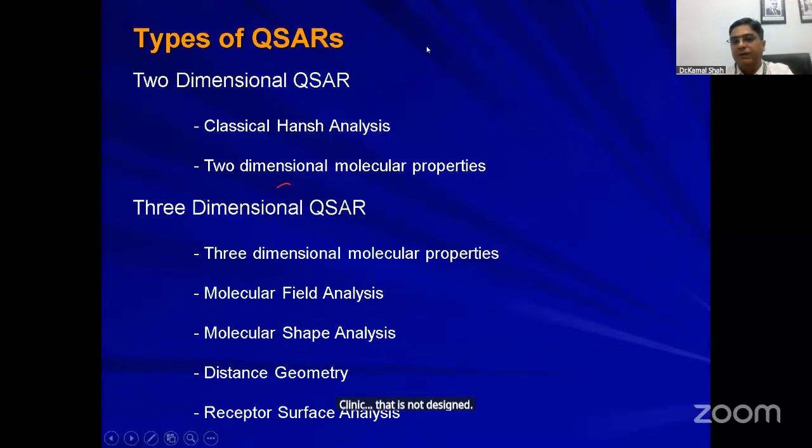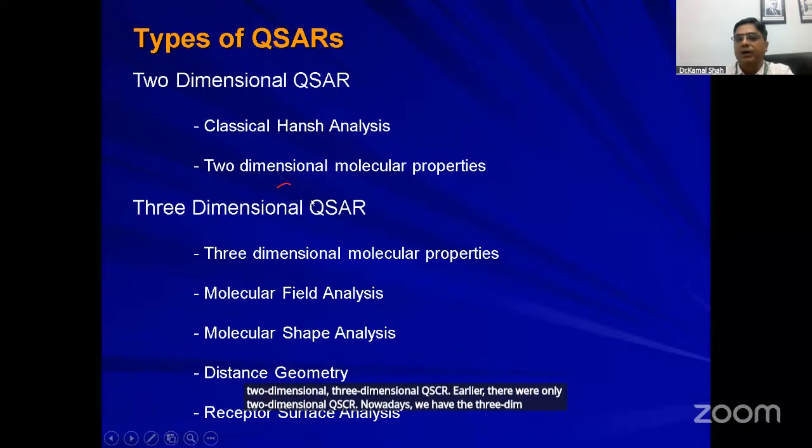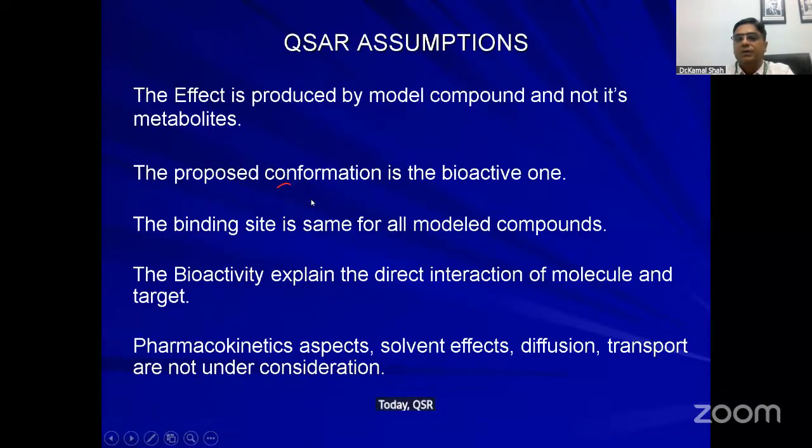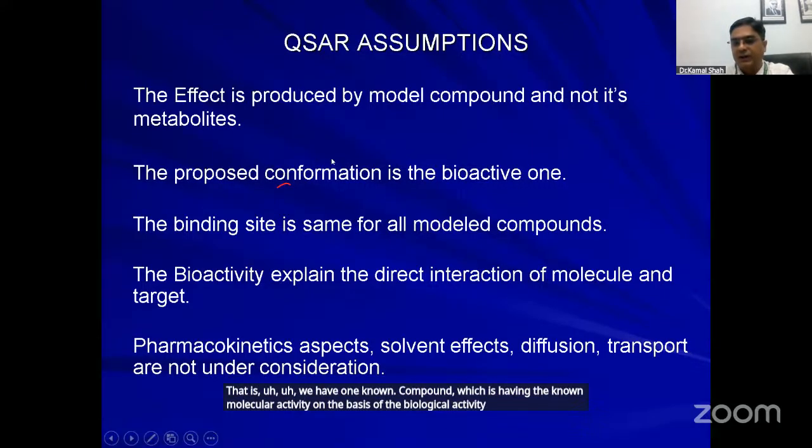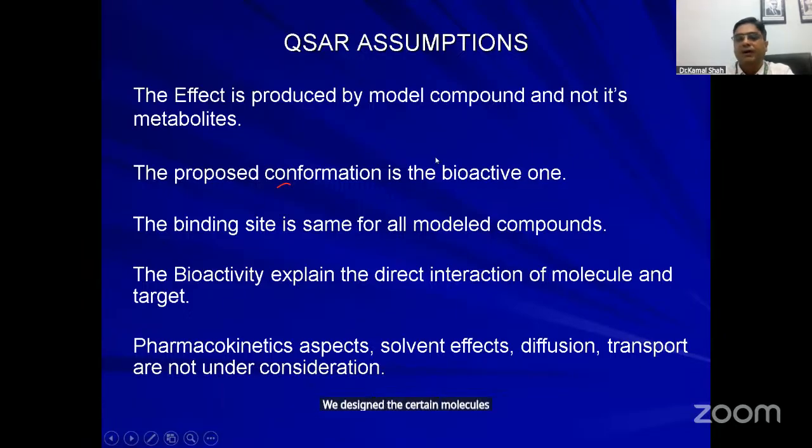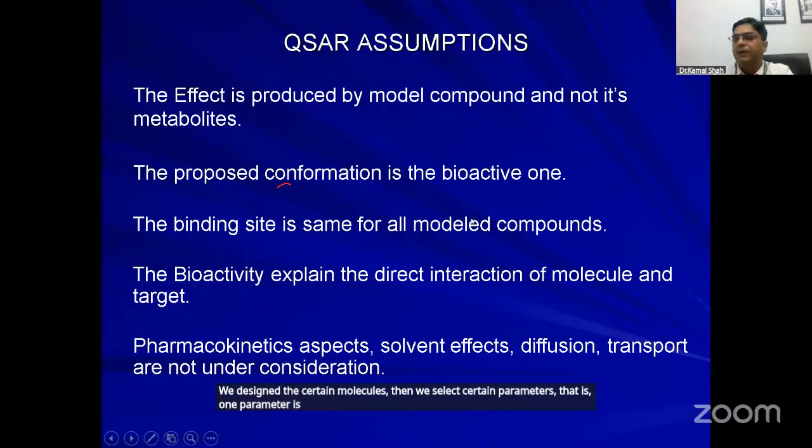This QSAR can be divided into two types: two-dimensional and three-dimensional QSAR. Earlier there was only two-dimensional QSAR. Nowadays we have three-dimensional QSAR along with 2D QSAR. In QSAR, the assumption is that we have one known compound with known biological activity. On the basis of that biological activity, we design certain molecules, then we select certain parameters: one is the dependent parameter and another is the independent parameter. The dependent parameter is the parameter which is already known to us.